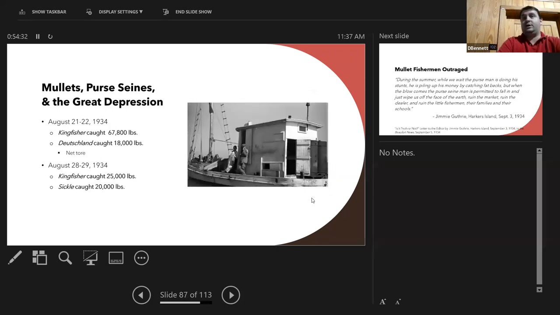And it continued into the Great Depression, when people really needed their money the most. They're flooding the market with it. And there's this one instance where the Deutschland, which was a menhaden boat, actually caught a ton of mullet, and the net snagged on a wreck. It tore and it had all these dead mullet washed up along Shackleford and Bogue Banks, and the beach mullet fishermen were just not happy at all.